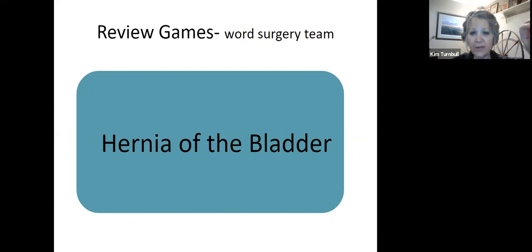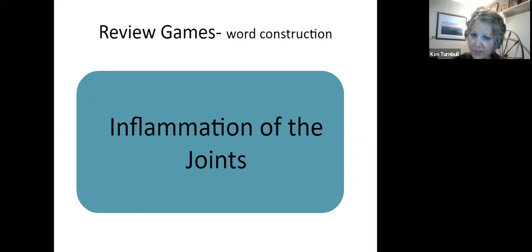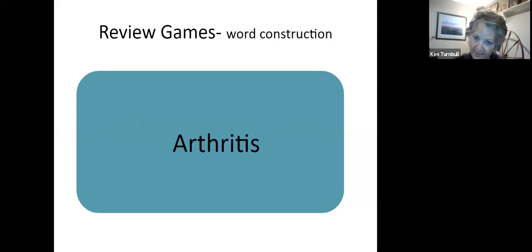We have word surgery, and then a little bit harder practice is the word construction. And so if we have this definition sitting right there, then they know inflammation is itis and joints is arthr. So if they put those two together, then they should get arthritis.